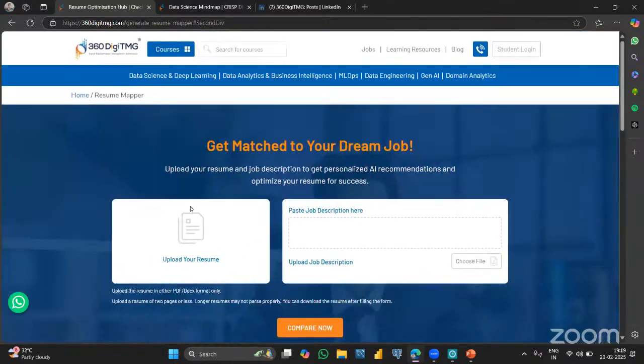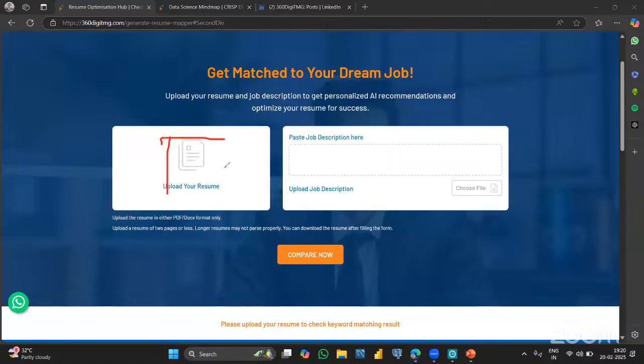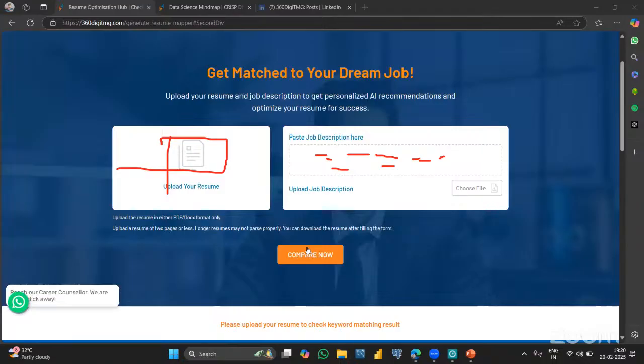In this place, when you click, you will get an option to select your resume. And here, you can either copy paste or type your JD, or if you have the JD in the form of a document, Word or PDF, you can also upload it. You can choose the file from here. After that, you click on compare now. It will tell you which keywords are missing and which keywords are present. It will compare, and after that, you can download that, right?